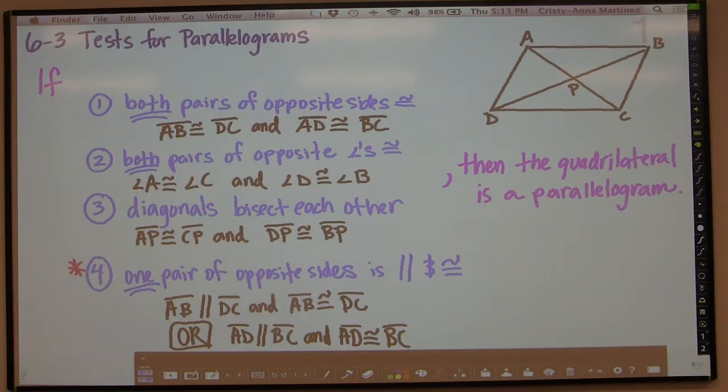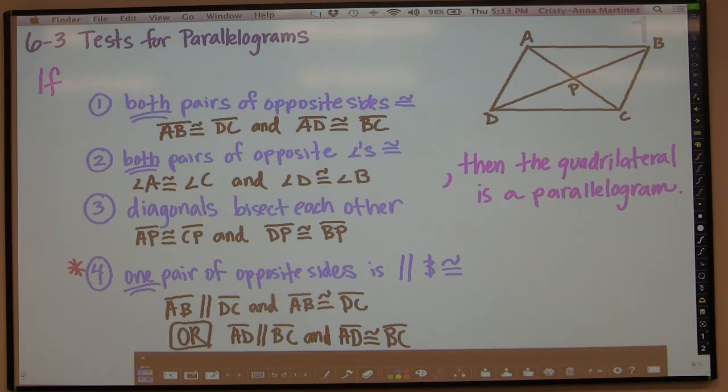Hi there, this is a geometry video. It is chapter 6, section 3, and today we are talking about tests for parallelograms. In our previous lesson, we discussed what the definition of a parallelogram was. We had several theorems that stated that if a quadrilateral was a parallelogram, then certain things happen.